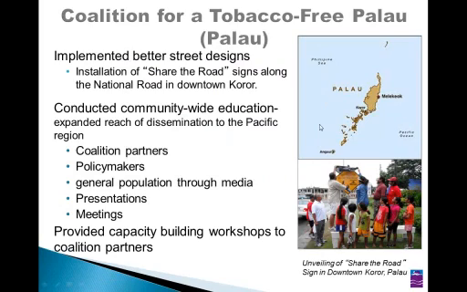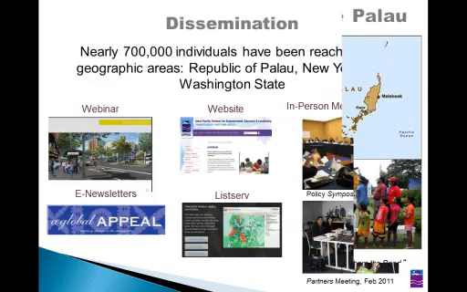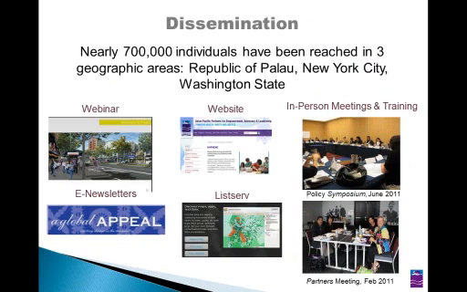On to our next slide. Through our dissemination efforts, nearly 700,000 individuals have been reached in 3 geographic areas: the Republic of Palau, New York City, and Washington State. We use online, social media, and in-person meetings in order to share the results and to also learn from our community partners.